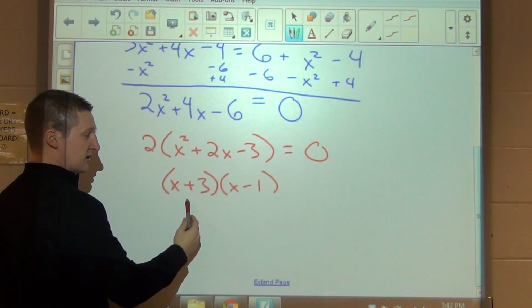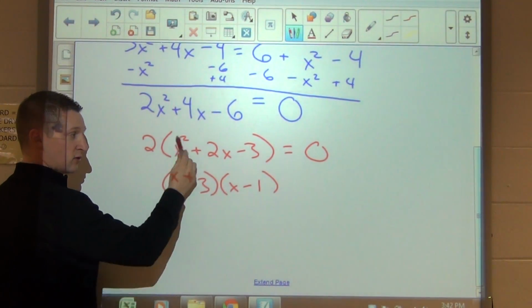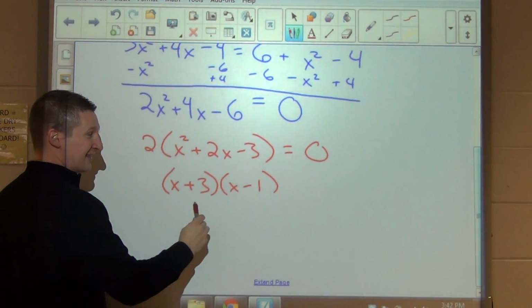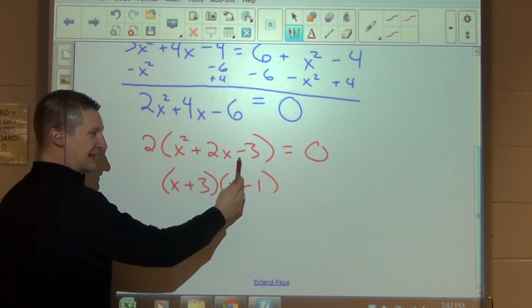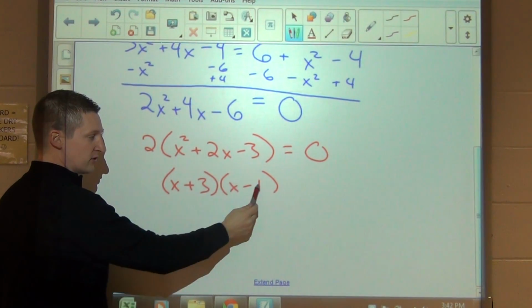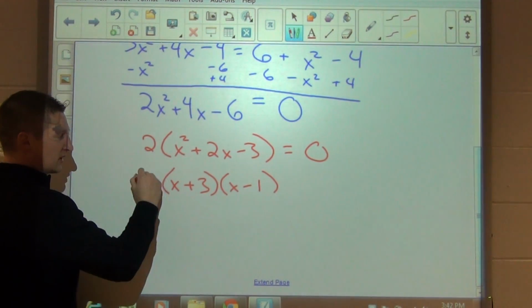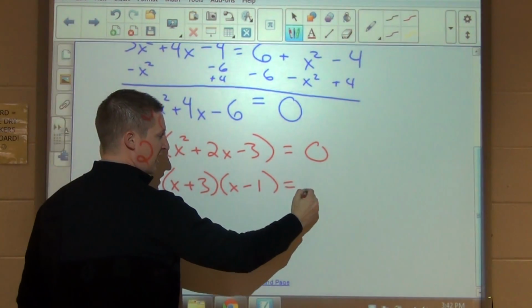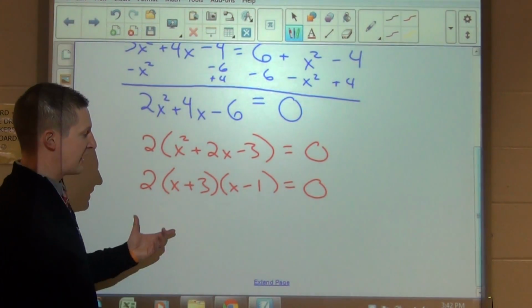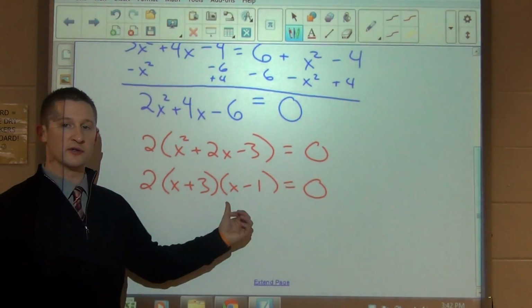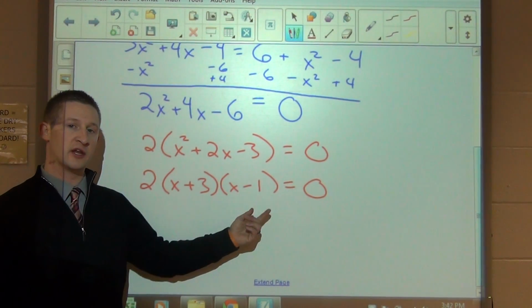I factor this way because I know that the first term has to be x in order to come up with x squared as a product, and then I need factors of -3 that add up to +2 for the two second terms. I still have a 2 there, but that doesn't really change my answer a whole lot because at this point, I now have a product, one thing times another, and it equals 0.